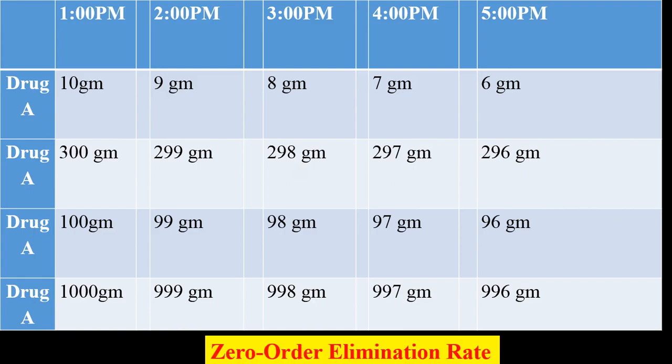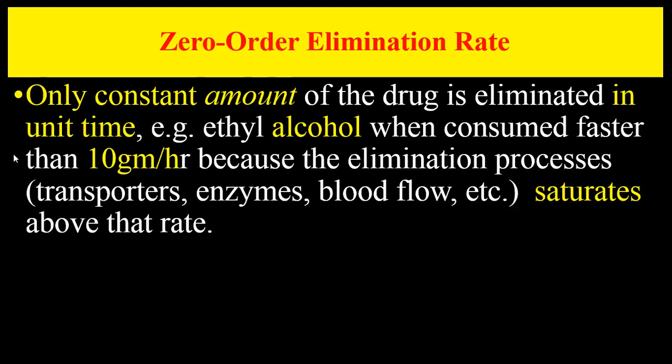Okay, this is zero order elimination rate. Zero order elimination rate, only a constant amount of the drug is eliminated in unit time. A very good example is ethyl alcohol when consumed faster than 10 gram per hour, because the elimination process, transporter, enzymes, blood flow saturates over that rate. So alcohol, which is often consumed at faster than 10 gram per hour, at this rate the person accumulates the drug in the body.